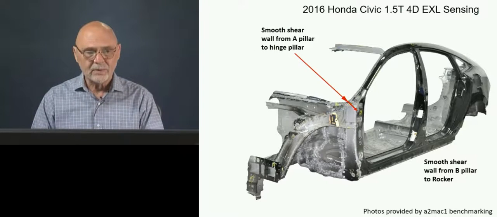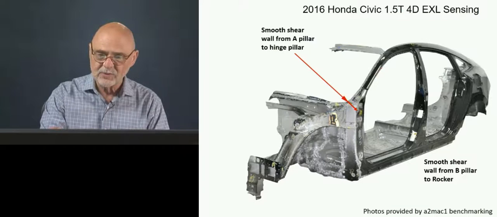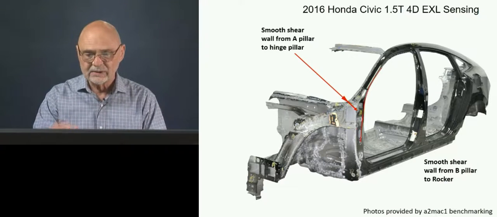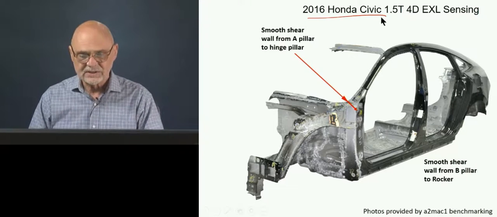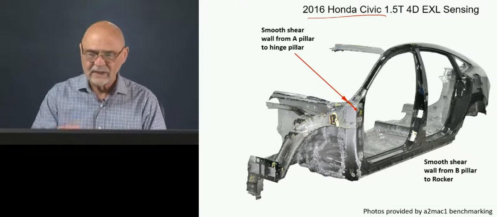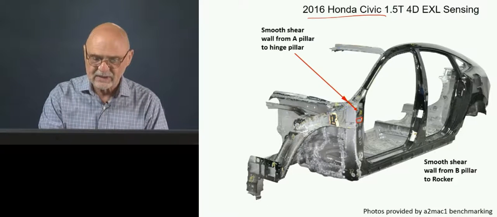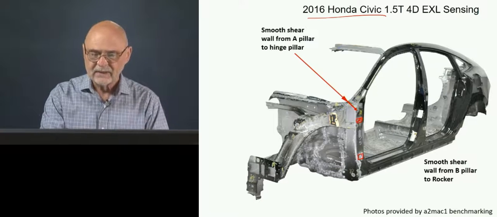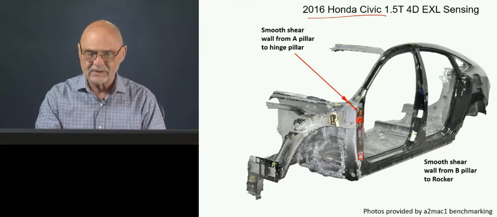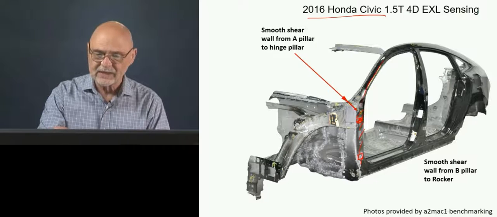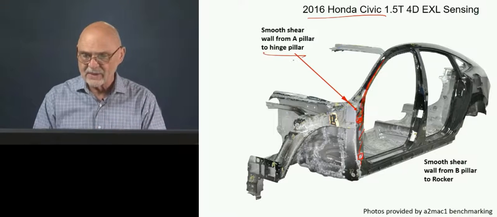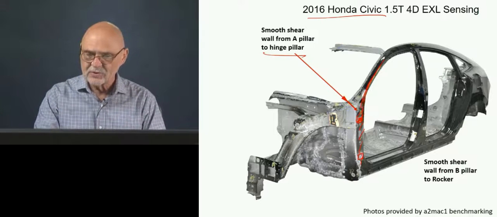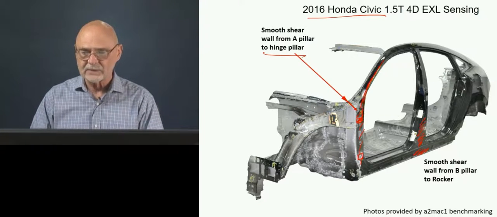Here is another example. We talked about how hard it was to get a nice smooth transition from the A-pillar to the hinge pillar. You see they've achieved that on this 2016 Honda Civic. Again, good coordination has to be done between the hinge surfaces that establish this and the exterior surface that establishes the A-pillar joint. Really nice job there. You can see the same kind of thing, a smooth transition between the B-pillar and the rocker on the exterior surface here.